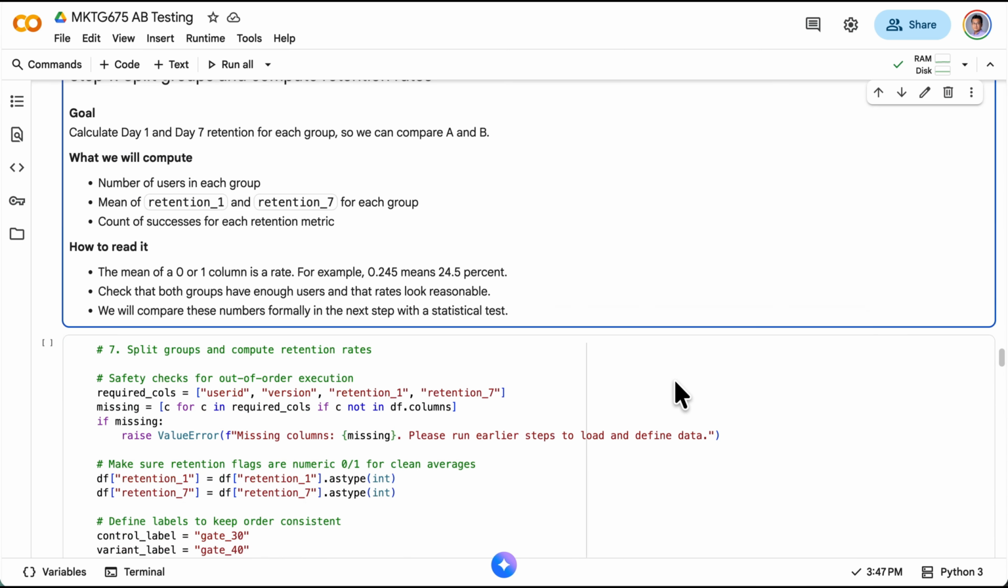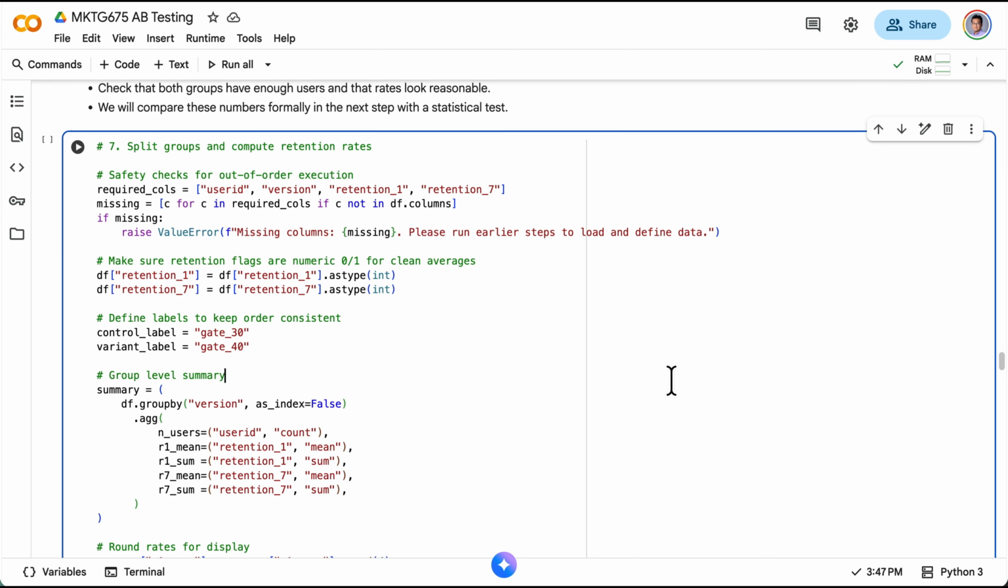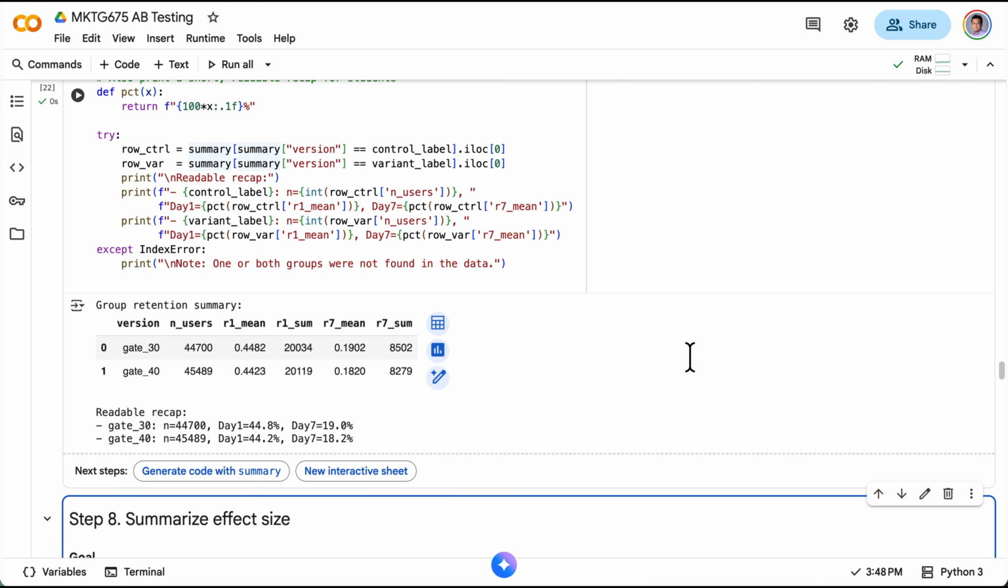Now we split the data into the two groups and compute retention before doing any hypothesis test. The goal here is simple: see the basic story with our own eyes in plain percentages. Before we talk about p-values or confidence intervals, the results from this cell are, for gate 30, Day 1 retention is about 44.8% and Day 7 retention is about 19.0%. For gate 40, Day 1 retention is about 44.2% and Day 7 retention is about 18.2%.